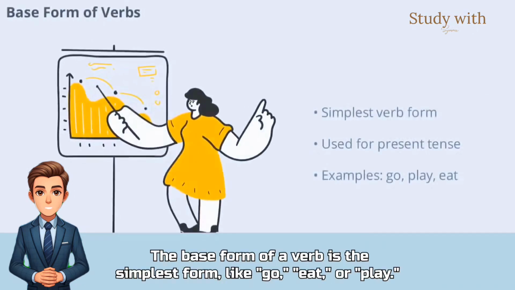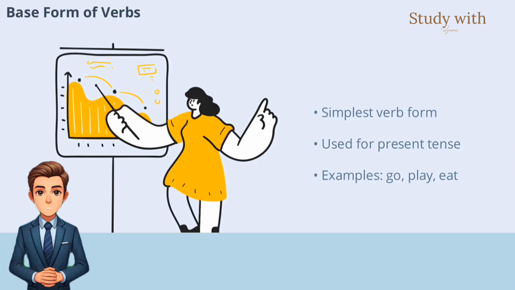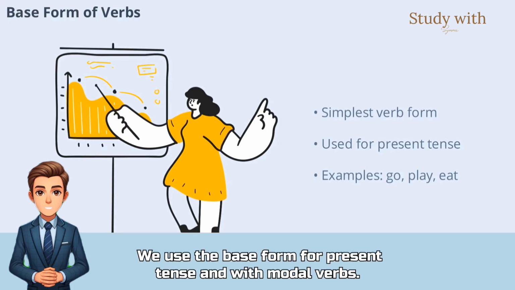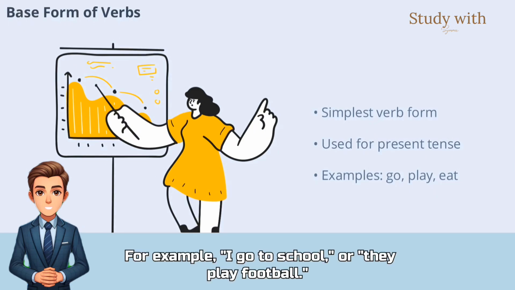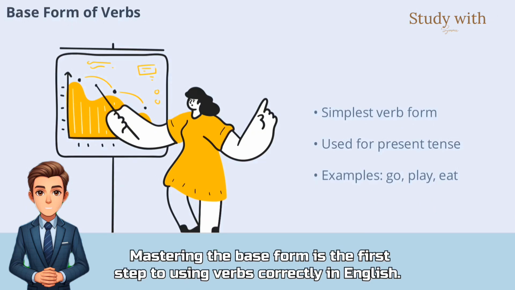The base form of a verb is the simplest form, like go, eat, or play. We use the base form for present tense and with modal verbs. For example, I go to school, or they play football. The base form is also used in commands like run or write your name. Mastering the base form is the first step to using verbs correctly in English.